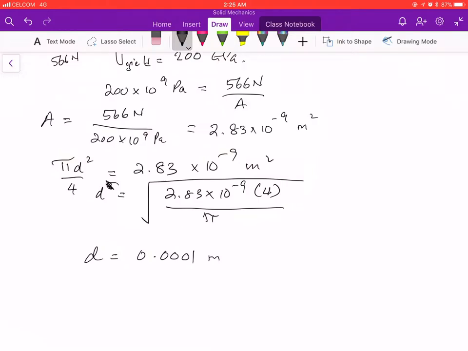If I go into millimeters, I will get 0.06 mm, which is rather small. So you know that if we use something in excess of 1 millimeter diameter, it should be able to withstand that 100 kilogram load.